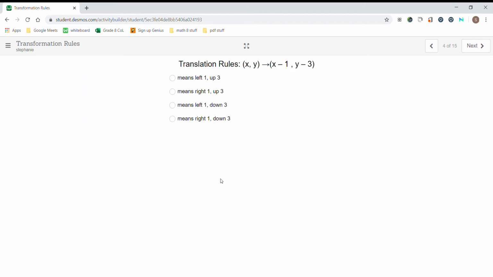All right, one more translation. I have X minus 1 and Y minus 3. X, remember, means left to right. Minus means I'm going to the left, so I'm going to go left 1. So I'm either up or down 3. We need to make that determination by looking at Y minus 3. Y minus 3, I'm getting smaller, I'm decreasing, so I'm going down. So I'm going to go left 1, down 3.